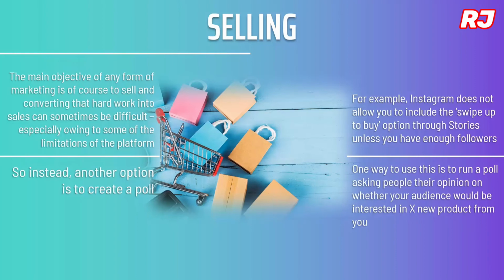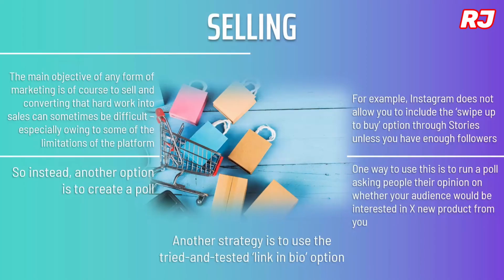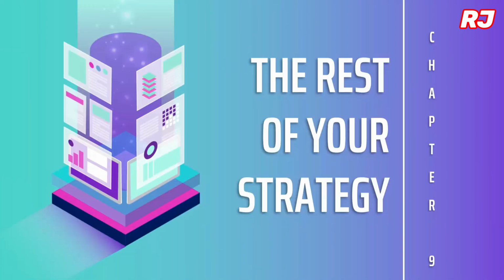One way to use this is to run a poll asking people their opinion on whether your audience would be interested in X new product from you. When you get the responses, you can then contact each of those now qualified leads directly, knowing that there's a high chance they will convert to sales. Another strategy is to use the tried and tested link in bio option. Here, you simply include a link to your online store in your Instagram bio and then promote it from within the content.